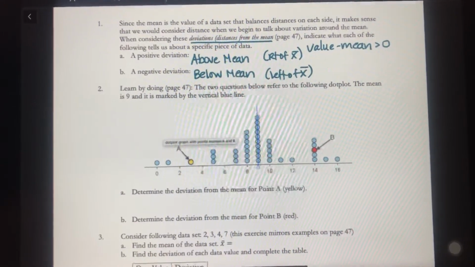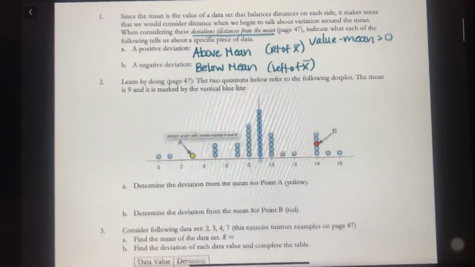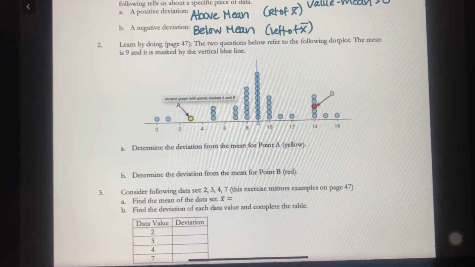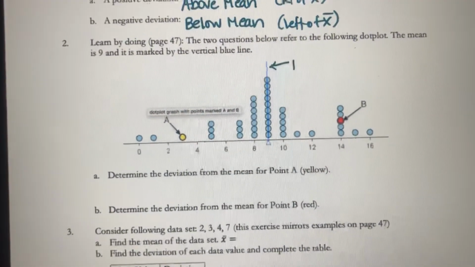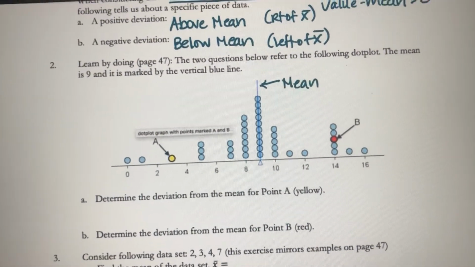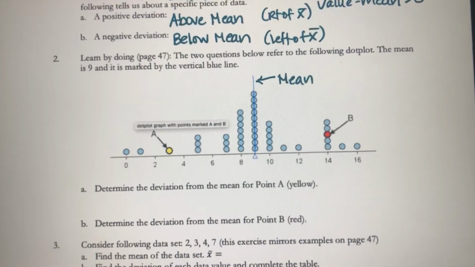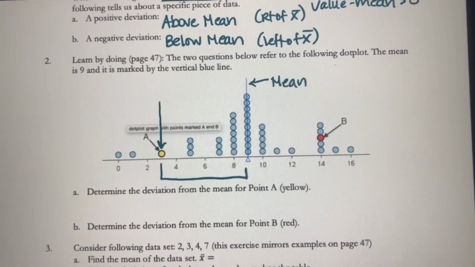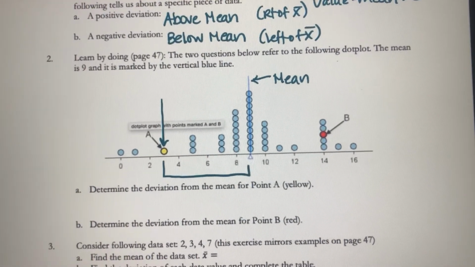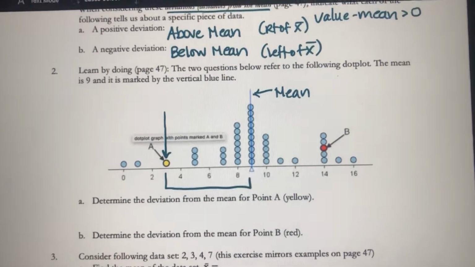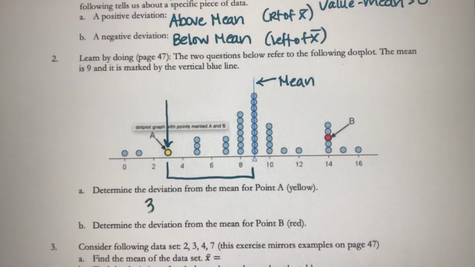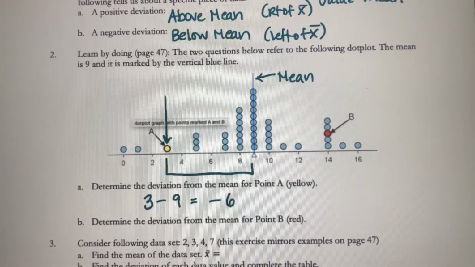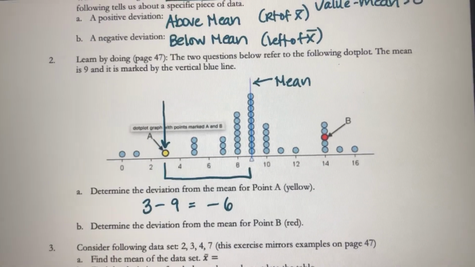On the Learn by Doing on page 47, you were asked a couple of questions. These two questions refer to the following dot plot. The mean is 9, and it's marked by the vertical blue line. So here is the mean that they're talking about. They want to know what the deviation is from this yellow point right here. How far is that yellow point from the mean? This yellow point doesn't go directly above 2 or 4, but it's right in the middle, so that yellow point is 3. And the distance from 3 to 9 is going to be -6. It's to the left of the mean, which means it's below the mean.